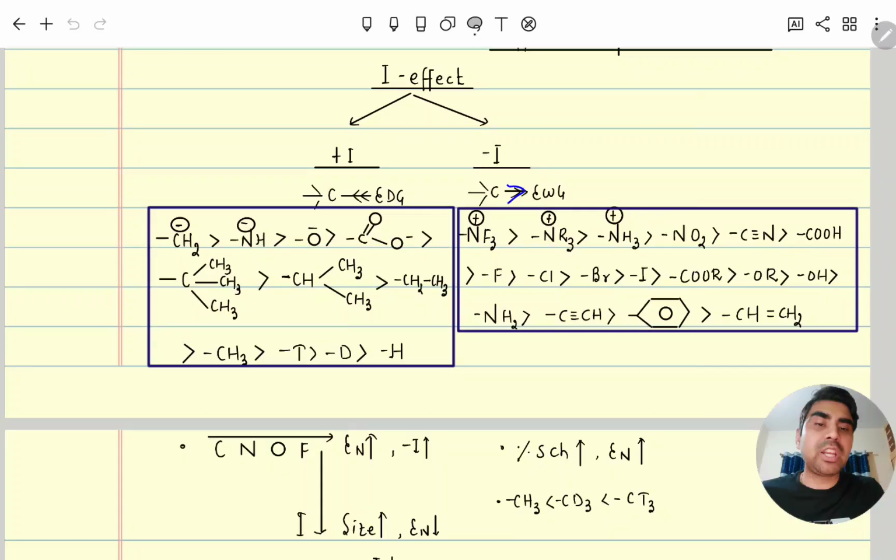So it is withdrawing the electron density from the chain. Here you can see NF3, nitrogen having plus charge, and nitrogen is electronegative. It is connected to 3 fluorine, so it will withdraw the electron from the chain.